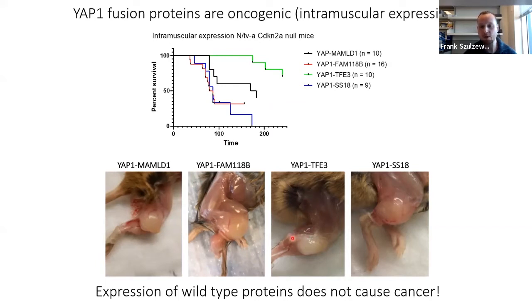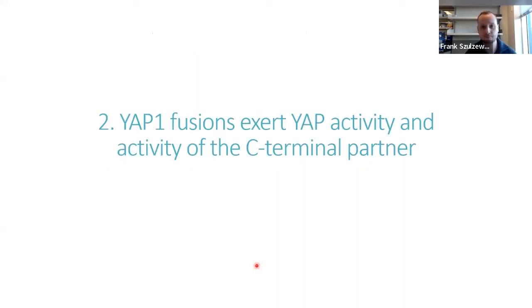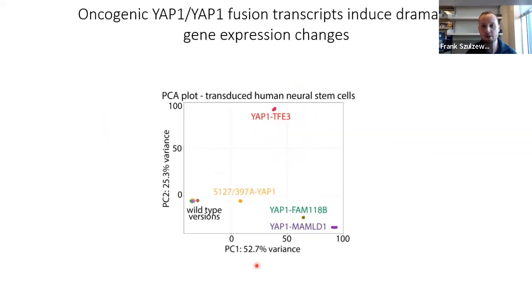And for YAP1 TFE3, we're not generating EHE. And this is most likely because we're not hitting the right cell of origin for EHE. But it has to be said that none of the wild-type proteins cause cancer, however, all of these fusions do. Number two, we looked at the activity of these different fusions, and we performed different assays, and one of them is basically RNA sequencing.